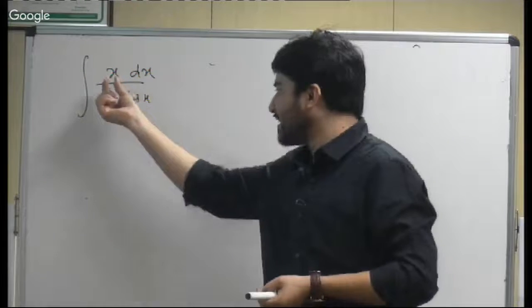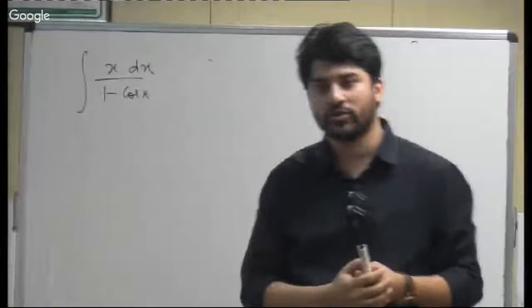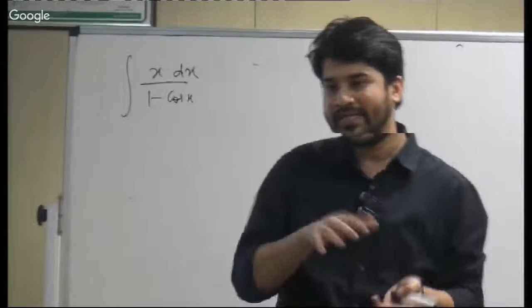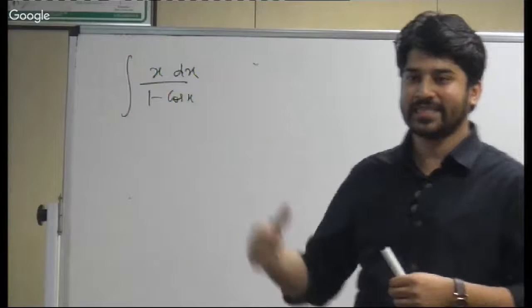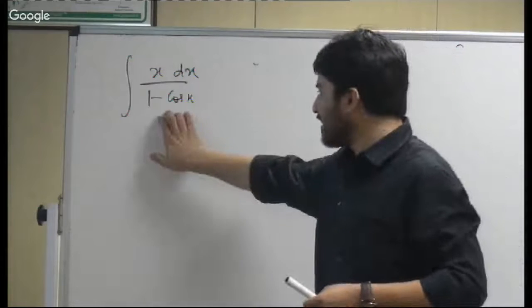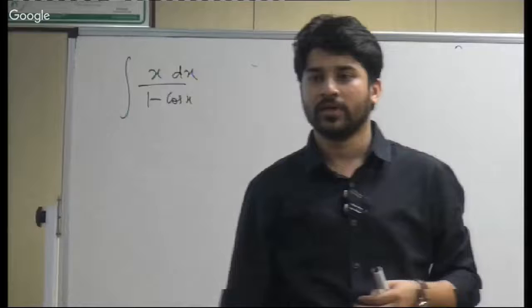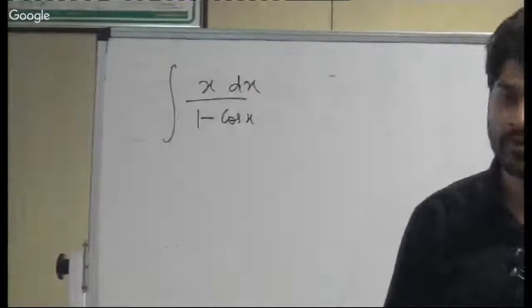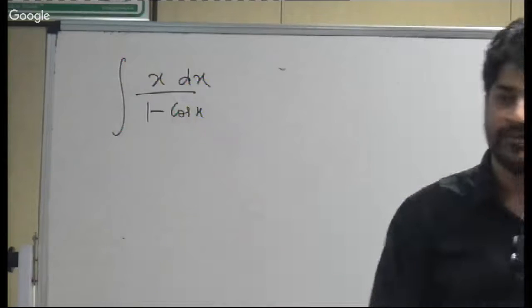Now I see x is also easily integrable, and 1 upon 1 minus cos x is also easily integrable. But I see x is easily differentiable. So I can easily integrate both of them, but x can easily be wiped out. So I'm going to take x as my first part.